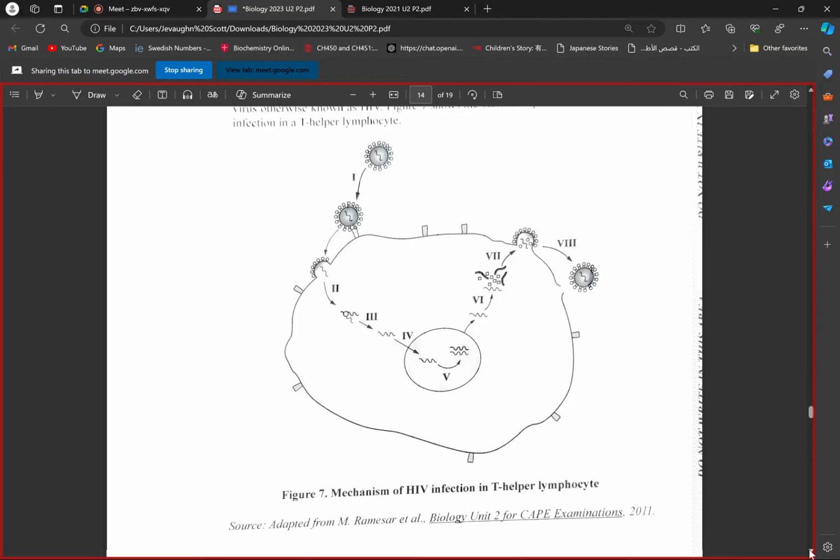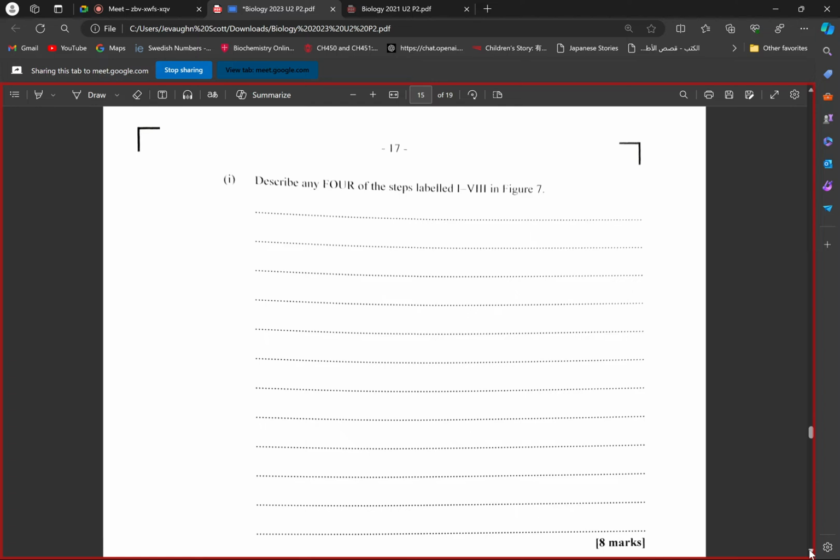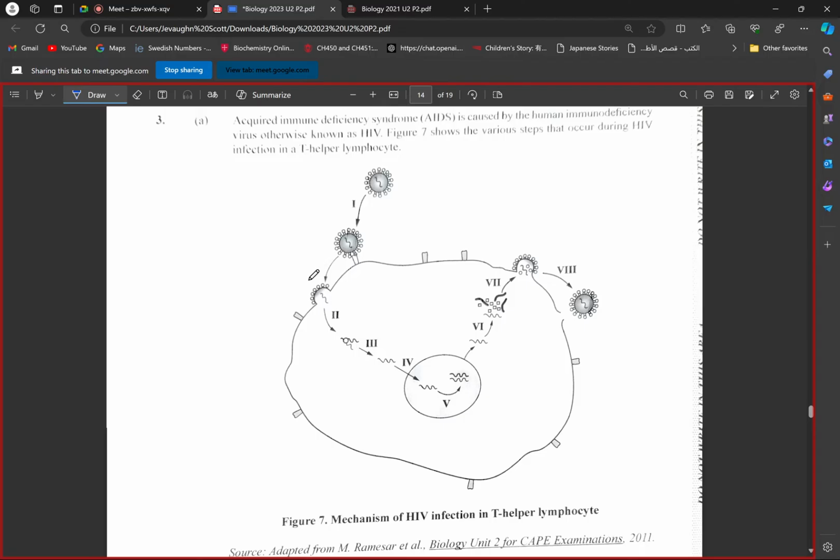Now what are we called to do? Describe any 4 steps labeled from 1 to 8. Alright, let's go. So, any 4 steps. You want to just describe all the steps? Yes, sir. Step 1.